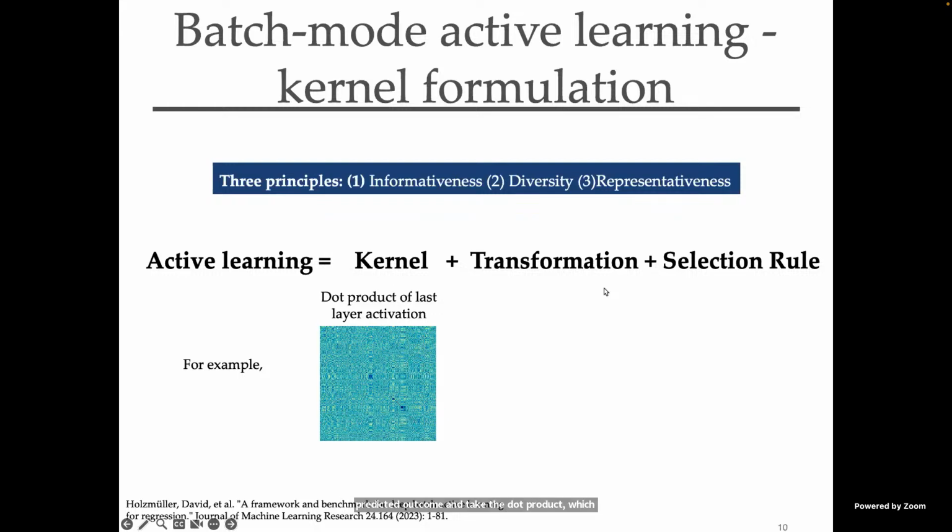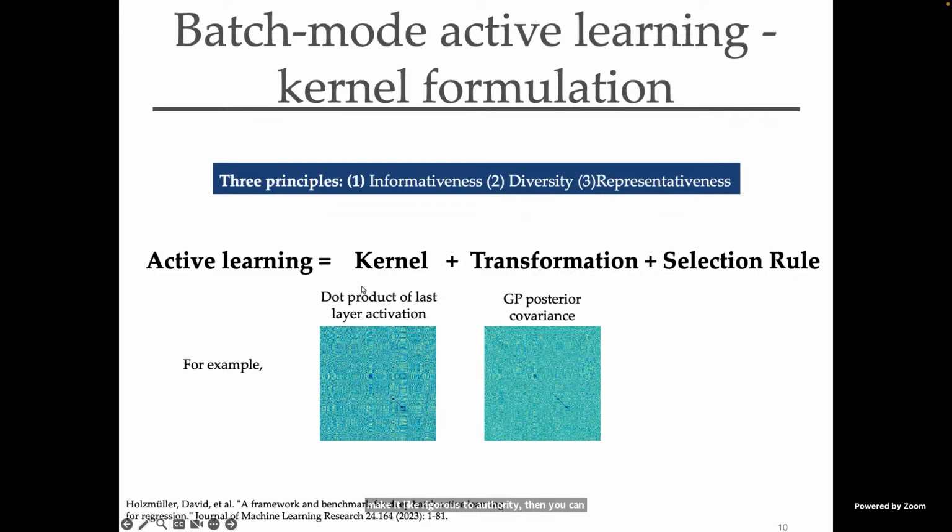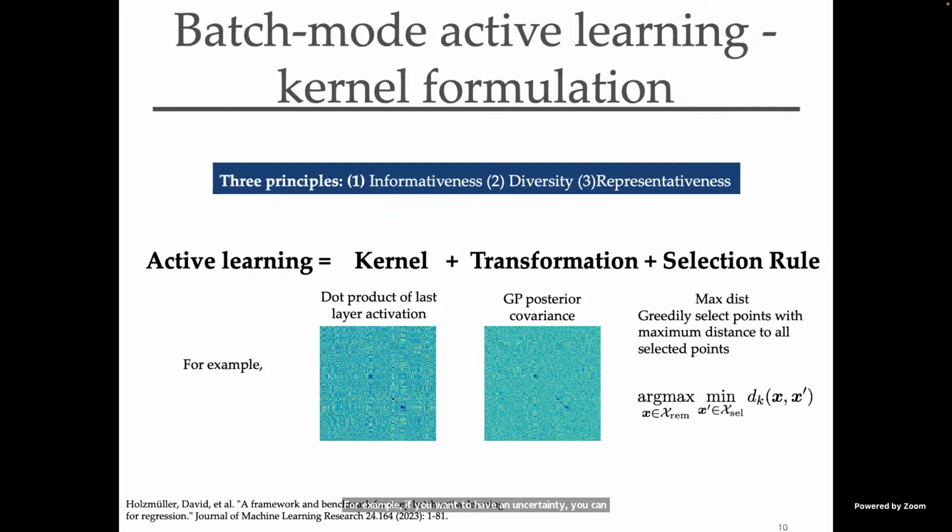Then the transformation: in case you want to incorporate something like uncertainty, you can convert this kernel matrix to an updated kernel matrix that has the things you want. For example, if you want uncertainty, you can simply compute a Gaussian process posterior covariance. And the last step is the selection rule. Based on this matrix, we select which perturbation to do next.